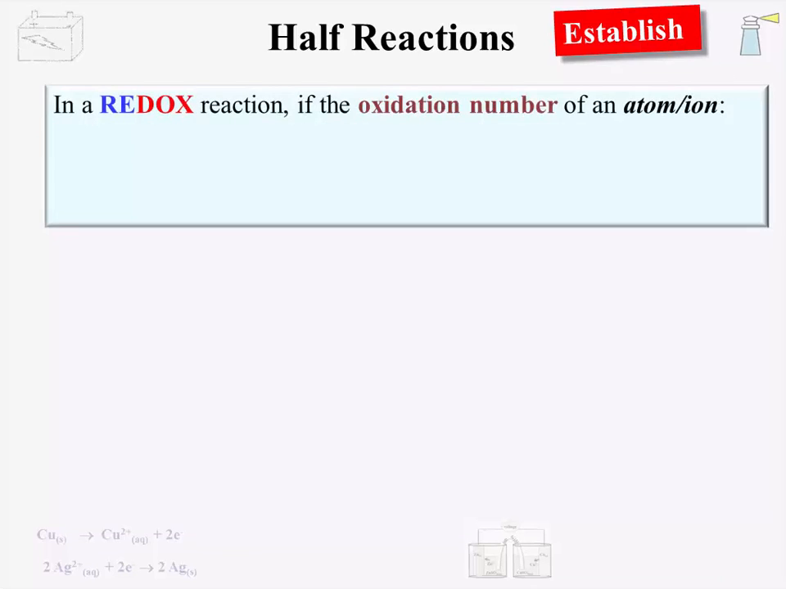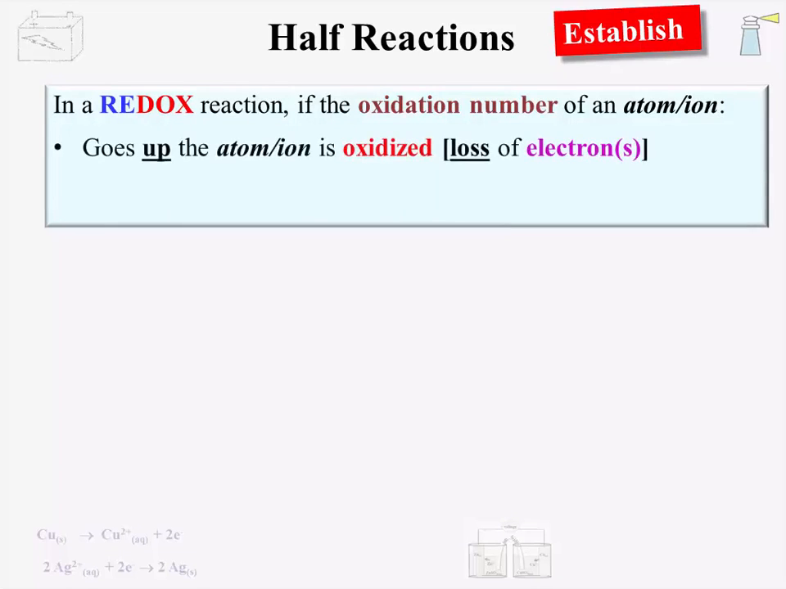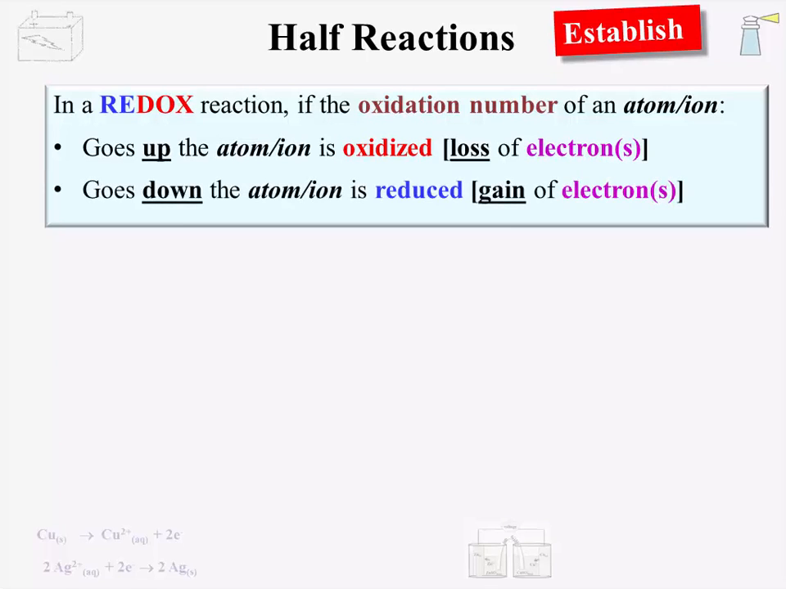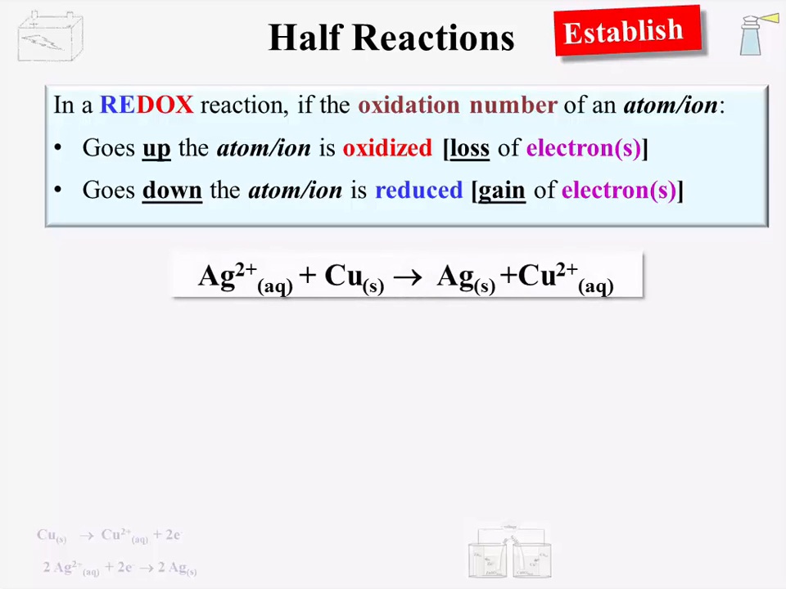In a redox reaction, if the oxidation number of an atom or ion goes up, the atom or ion is oxidized. Oxidation is loss. If the oxidation number of an atom or ion goes down, then the atom or ion is reduced. Reduction is gain. For example, let's bring back the silver-copper equation and roll out the oxidation numbers for each species in the reaction. In covering the establishing of half reactions, the oxidation numbers will be treated as if they have already been determined.